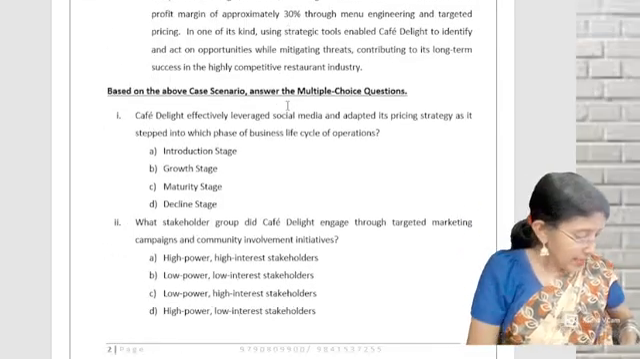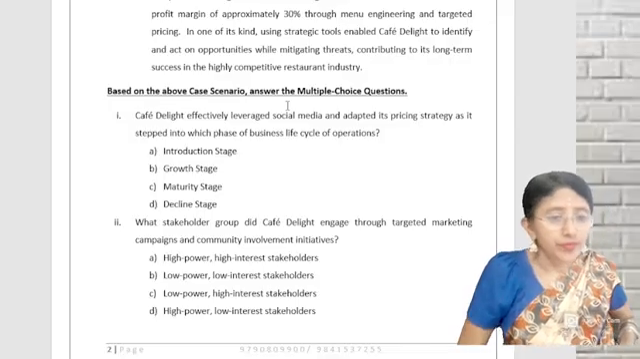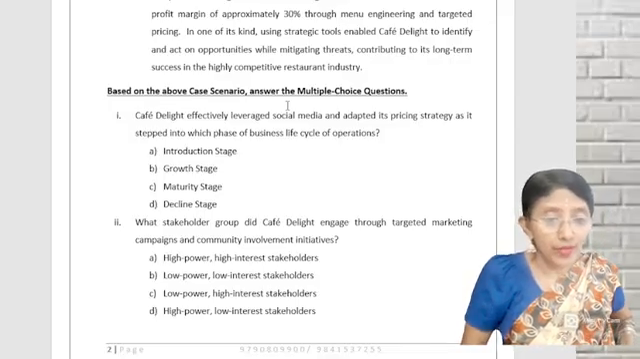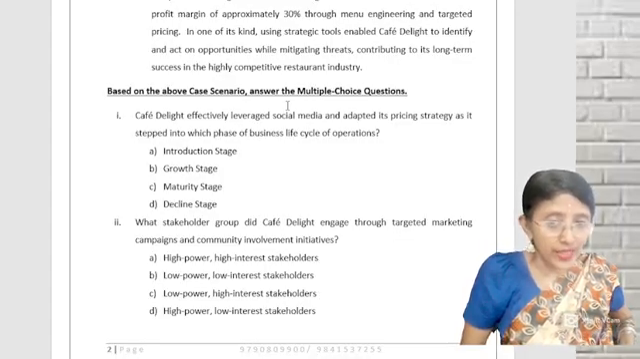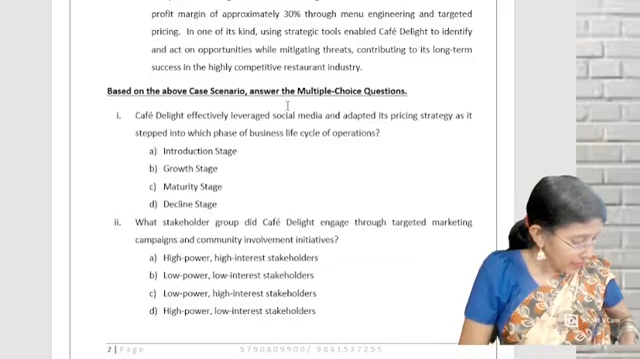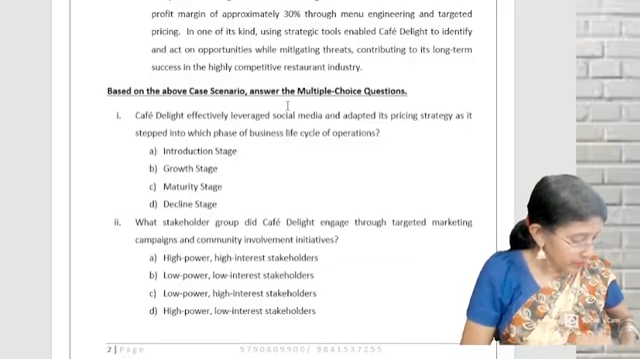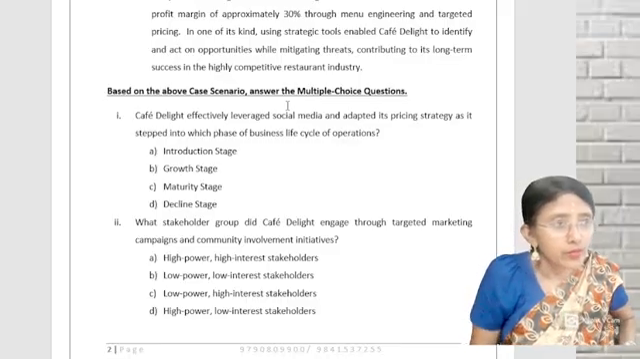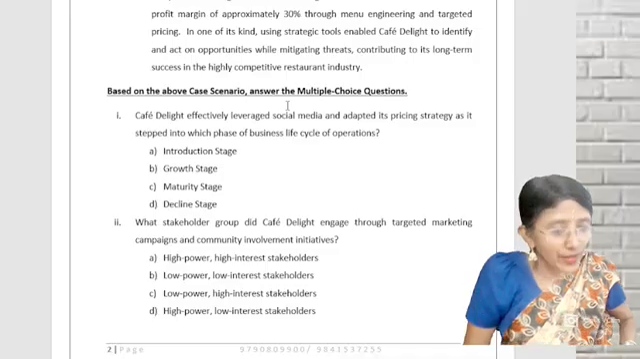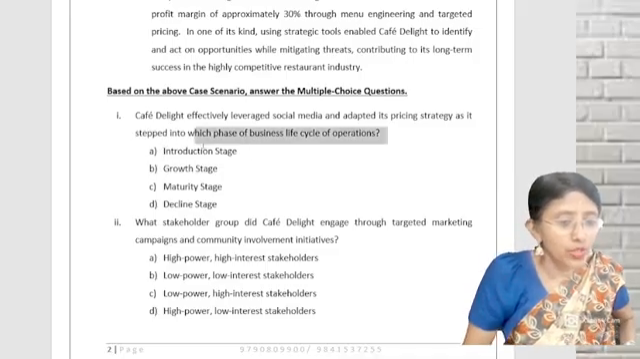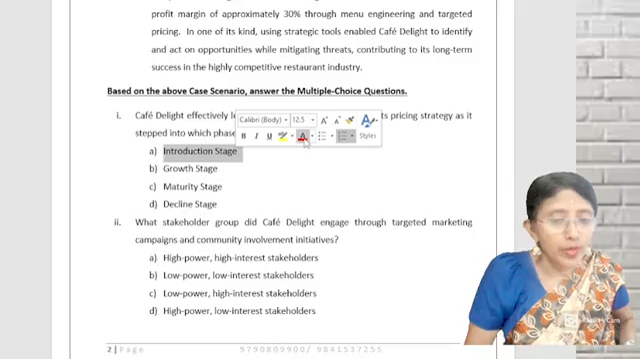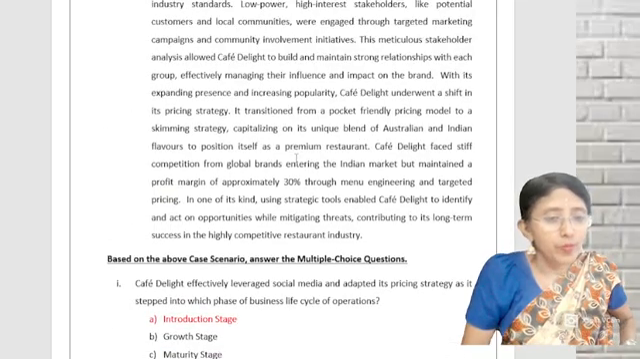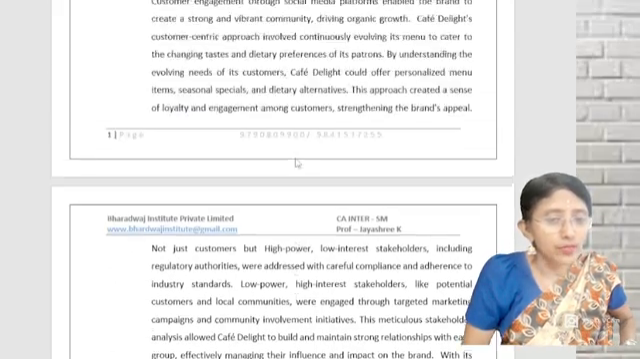Okay. Question 1. Cafe Delight effectively leveraged social media and adapted its pricing strategy as it stepped into which phase of business life cycle of operations? Introduction. Can you tell me why you chose introduction? What made you choose this? Which part of the content made you choose this?